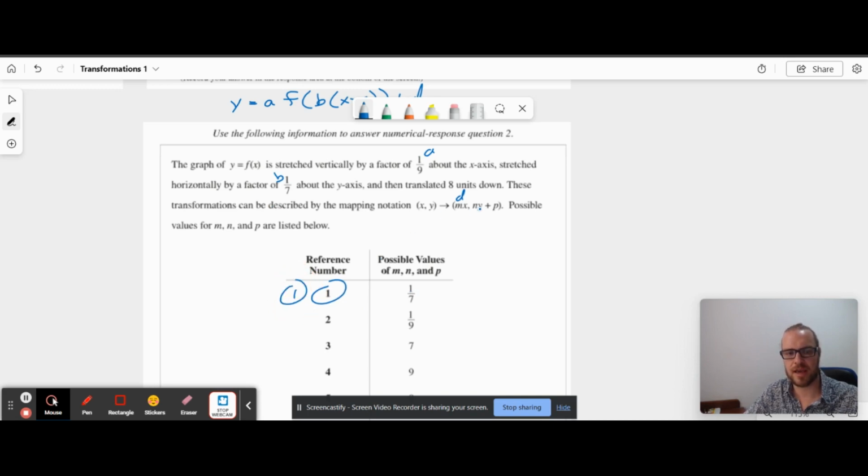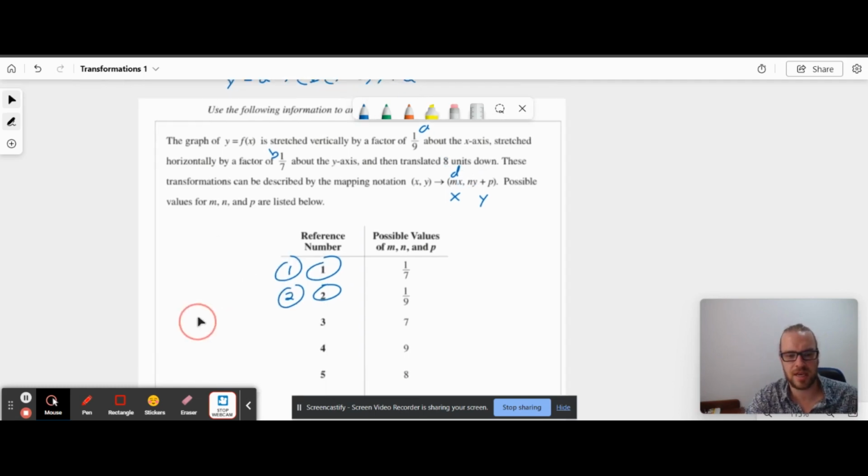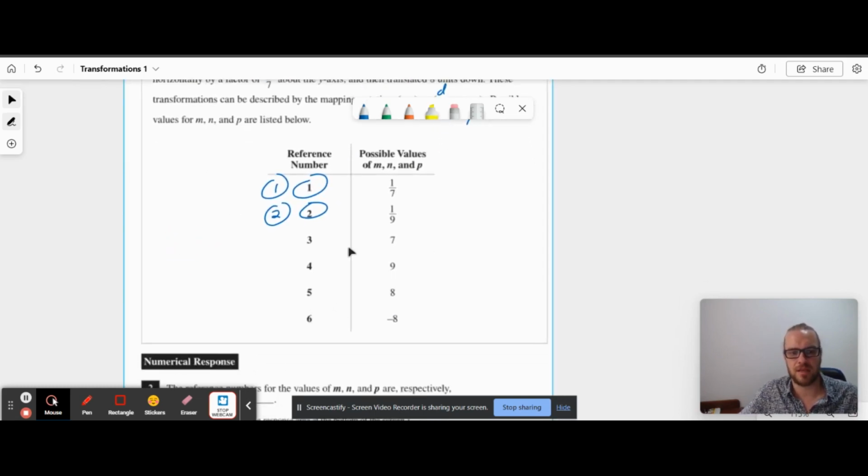Then after that, we're looking at n. N is our vertical stretch, so it's the thing we're multiplying by vertically, because of course this is x and then y, right? So it's multiplying it by y. So that would be reference 2. And then our last term here is the p. That's the one that we're going to be moving it up and down. So it's right here, 8 units down. Now keep in mind, if we're moving it 8 units down, that's going to mean that it is -8, not 8, right? And so that would be our values that we need to now put in.